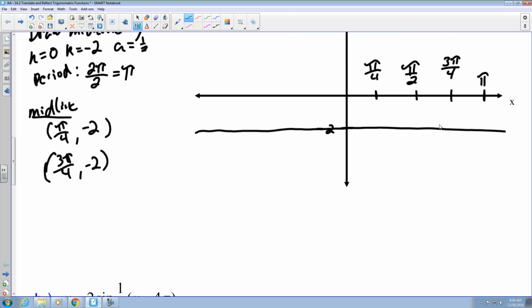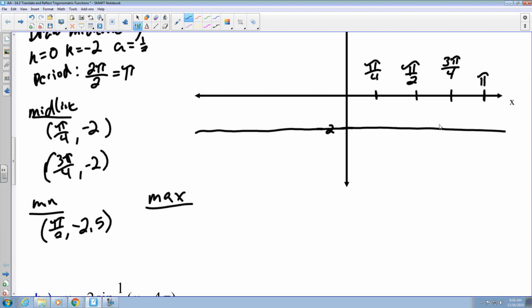Next we got to look at a minimum. In this case, there's only one minimum when it comes to cosine, and that is 1/2 times the period, which makes it pi over 2. Since there's no h, my x is going to be pi over 2, comma, negative a, so it's going to be negative 1/2 plus a -2, so that's like negative 2.5.